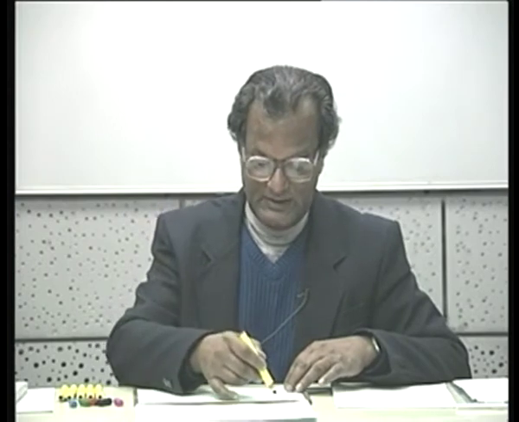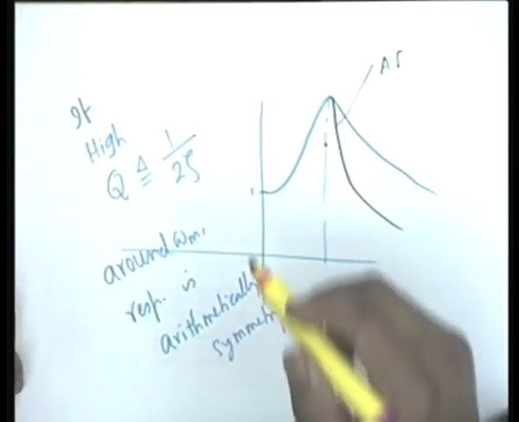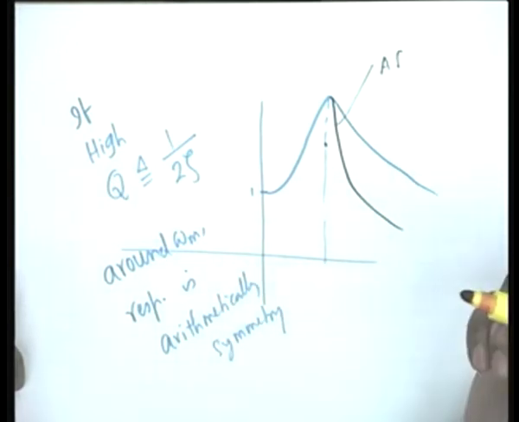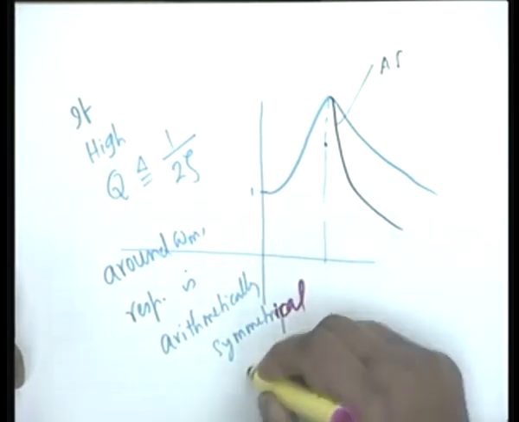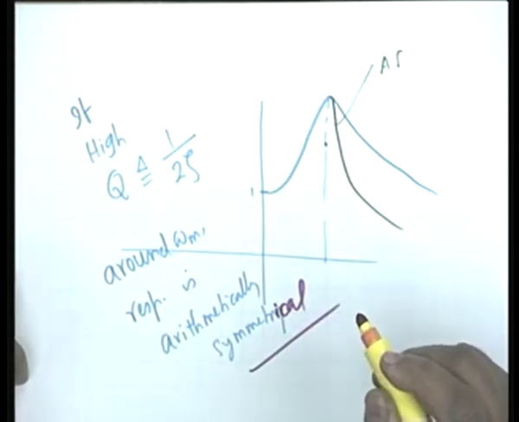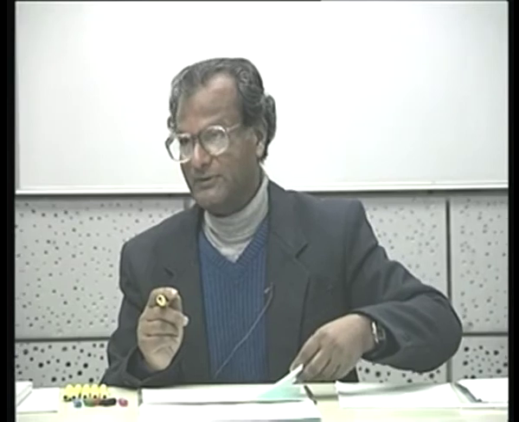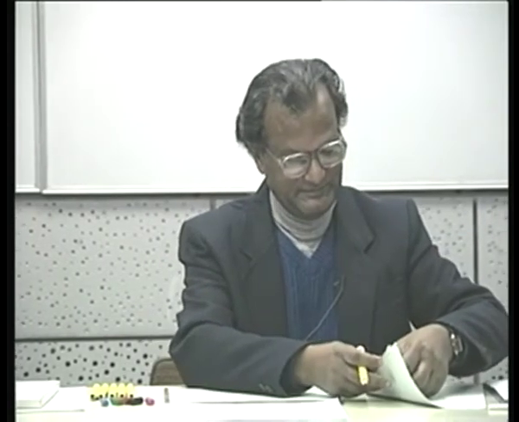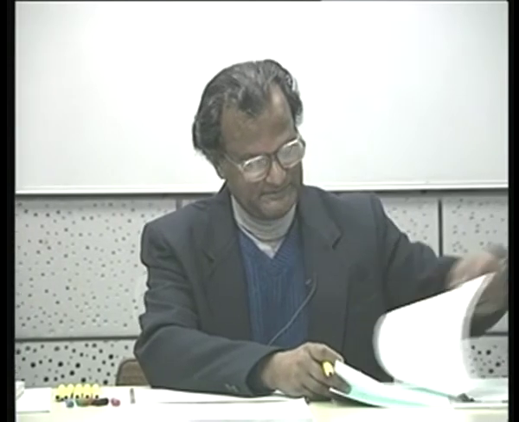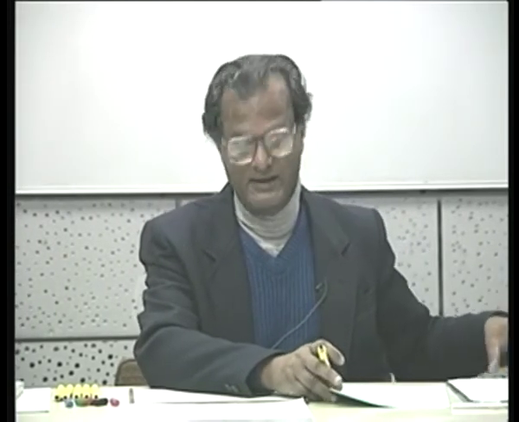And the fourth thing that I have told you is that if it is a high Q situation, then around omega m the response is arithmetically symmetrical. Okay? And I can assure you none of them will be trivial problems. None of them will be trivial problems. Okay. At one point of time I thought I might do it in the class, but I decided finally that it's more convenient for me to leave it to you. Okay.